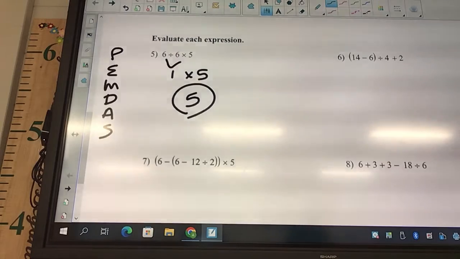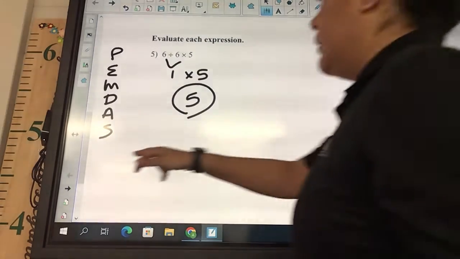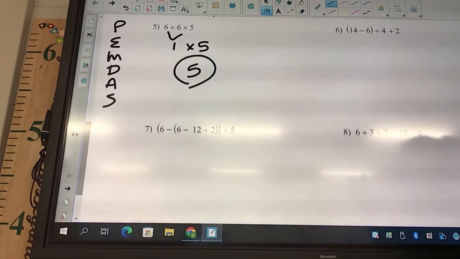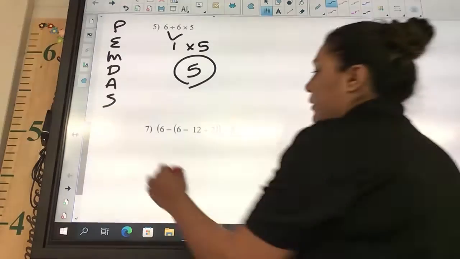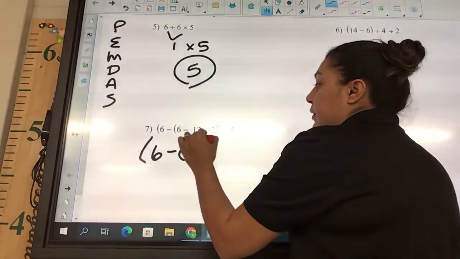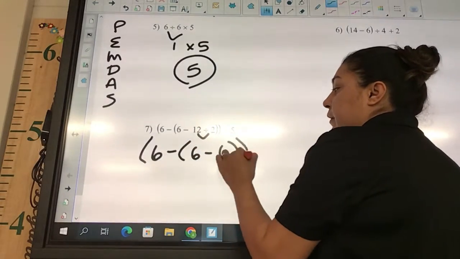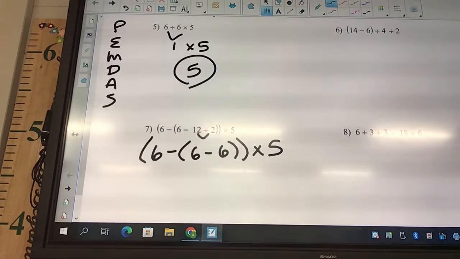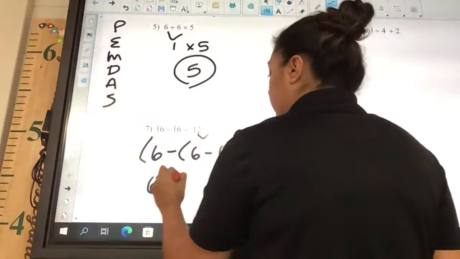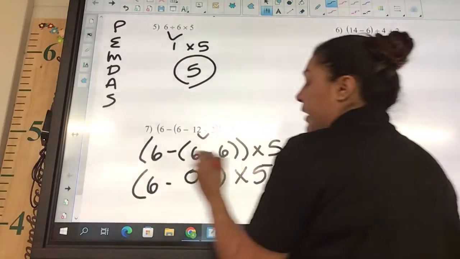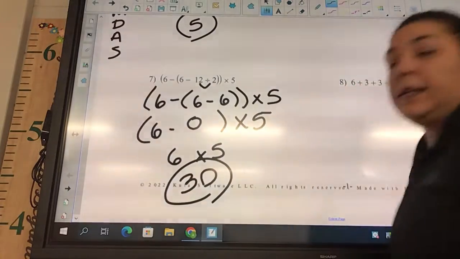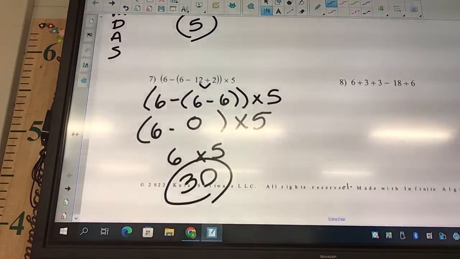Okay. What about number 7? What needs done first? Okay, which parentheses? There's a lot going on there. Yeah, okay, the ones on the inside. And what are you going to do on the inside first? Divide. So for that part, you're going to get 6. Then we got 6 minus 6, 0. Okay, 6 minus 0, 6, and then we got a times 5. 30. So you need to go through that step and just continuously ask yourself, what stage of PEMDAS are you at?